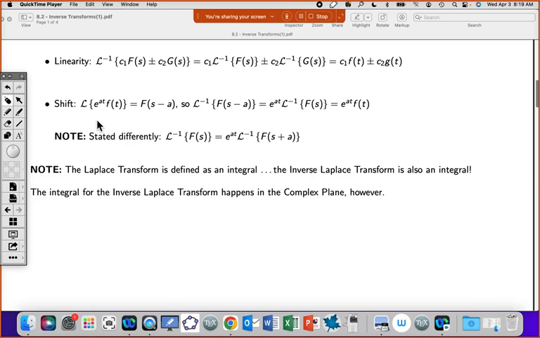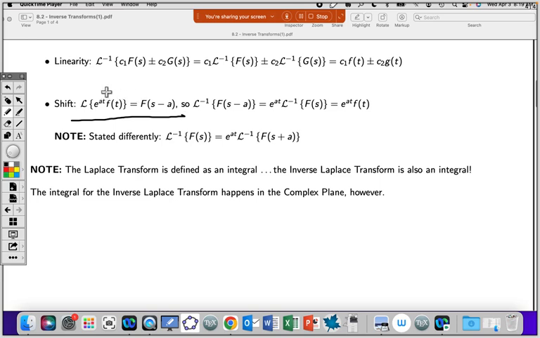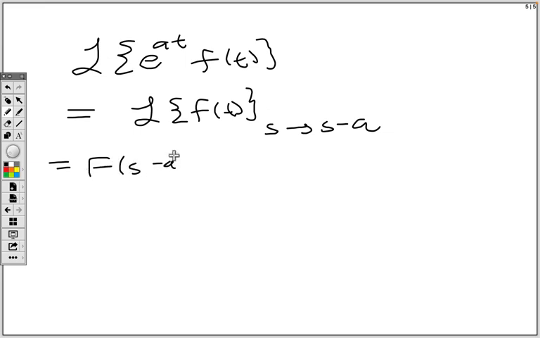And then we have the forward shift. So yesterday we had the forward shift. If you're multiplying by e to the at, so this is the last thing we talked about yesterday, that's going to be the same as the Laplace of just that function, but we shift the s to s minus a. So we can reverse that process.